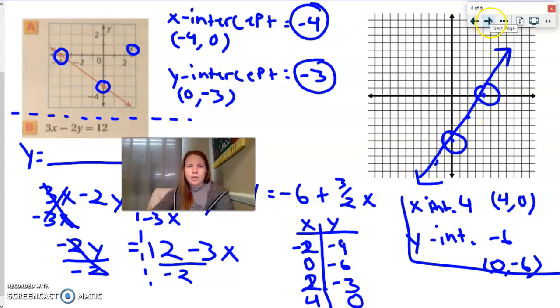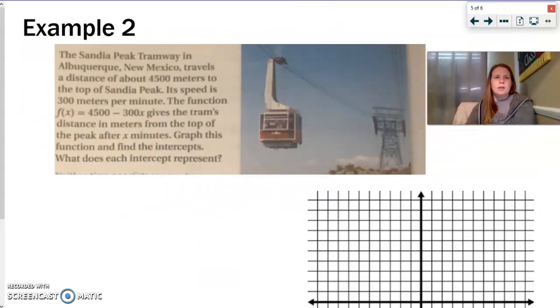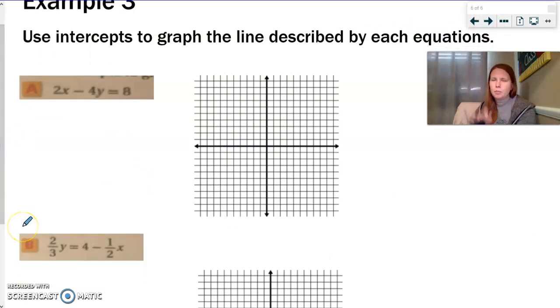Okay, we got a couple more examples. I think we might skip this one. Let's go to this one, and if we've got more time for 2, we can do 2. I think this one's a little bit more of a better example, though. So this one says, use intercepts to graph the line described by each equation. So we get to find our intercepts again based on these equations, and we are going to graph it then.